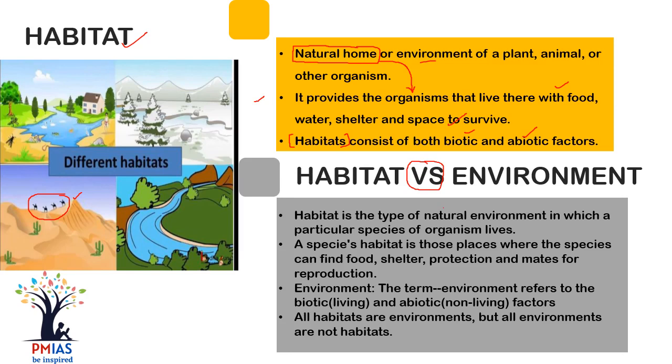Habitat is none other than one type of natural environment where living organisms live. Camel is adapted, so camels can live in deserts. And lions in India are found only in Gujarat. Though India has many states, lions are found only in Gujarat. So it is a natural environment where a particular species, here the keyword is particular species, can find food, shelter, protection, and mates for reproduction.